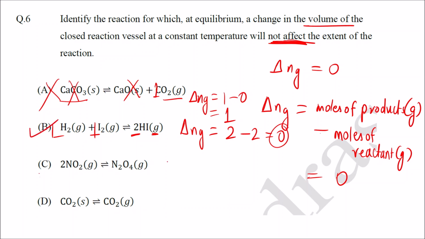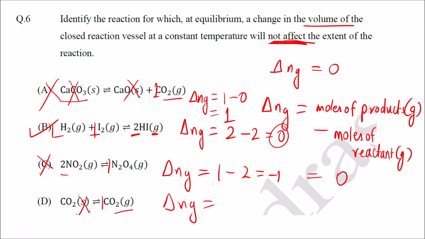Option C, delta ng will be 1 mole. Here there is 2 moles. So 1 minus 2, which is minus 1. This is also incorrect. Option D. Okay, be very careful. This is gas, this is solid. So 1 minus 0. Okay, so this is also incorrect. The only correct answer for this question will be option B.